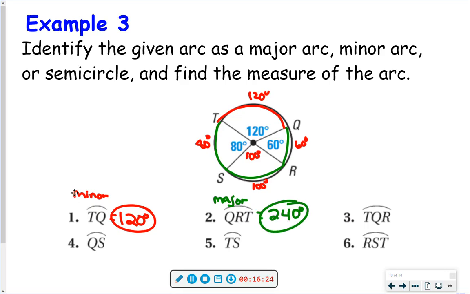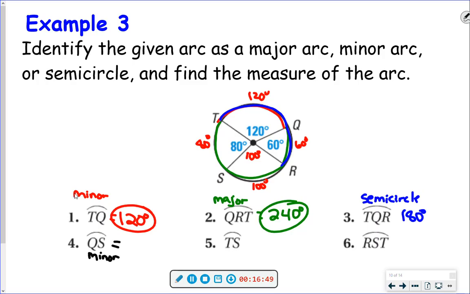All right, let's do this one in blue. TQR. Oh, don't even have to think about it. It's half a circle. 180. And of course, half a circle has a little fancy name, semicircle. All right, clearly, I don't have to think too much about this one. It's minor. 2 letters always minor.